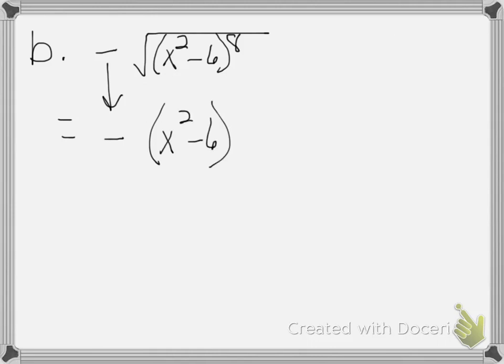You bring down the negative when you take the square root, and once again, you divide the root into the exponent, and you get 4, so that's the fourth power.